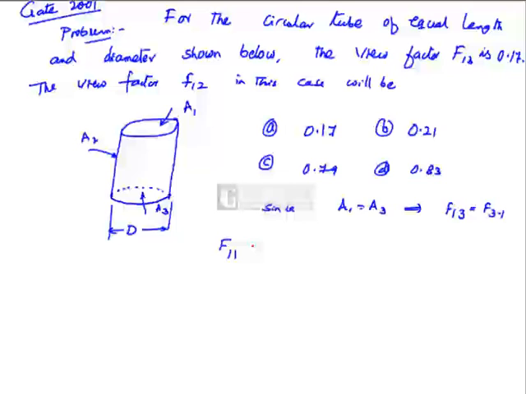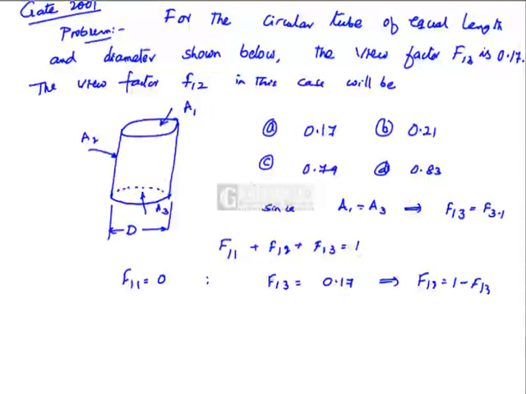F11 plus F12 plus F13 is equal to 1, because there are three surfaces involved in the radiation heat exchange problem, A1, A2 and A3. Because 1 is a flat surface, F11 is 0. Therefore, F13 is equal to 0.17 given, which implies F12 is equal to 1 minus F13.